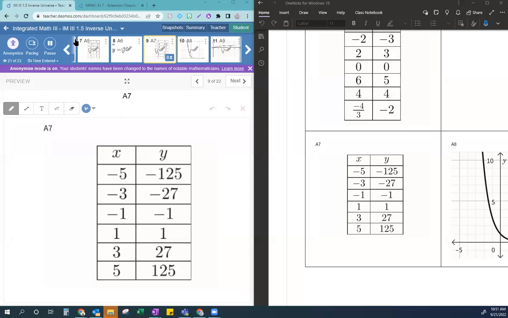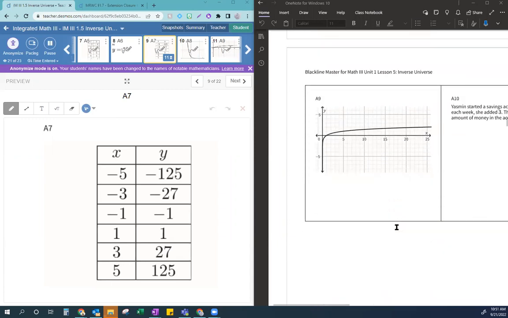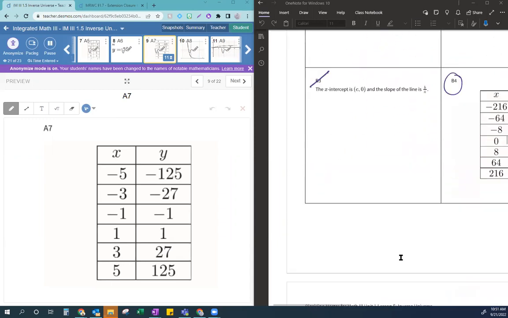Okay, so we're going to go over 1.5. We're still on the matching kind of activity. So we're going to work on A7. And if you remember the directions for this, it was like looking at this, come up with another representation of this, and then find the inverse of this from your B cards. Your B cards are down here, right?